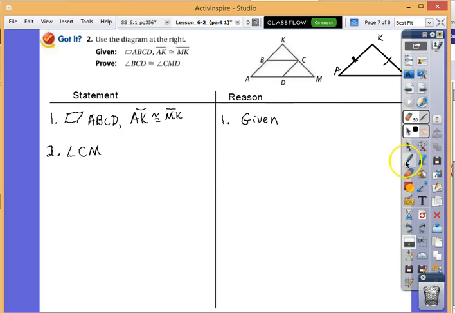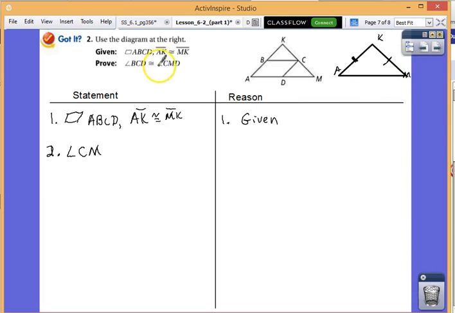The reason I'm choosing the letters that I'm choosing is because I am trying to be consistent with where they would show up again later in the proof. This angle has already been defined as CMD in another statement within my proof, so I'm going to try to be consistent. However, angle A hasn't been defined anywhere, so I'm just going to call it angle A.